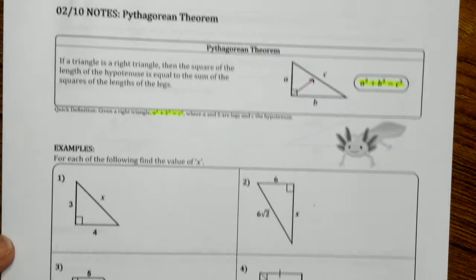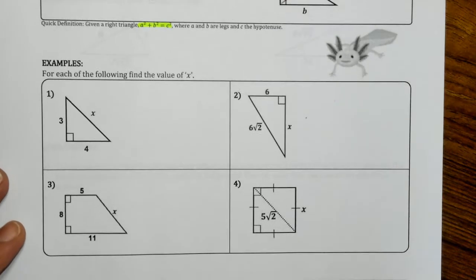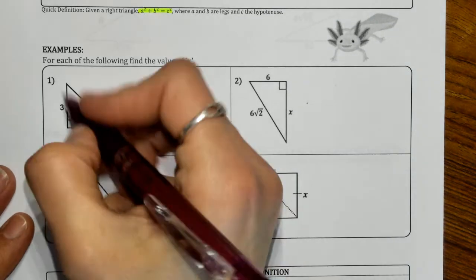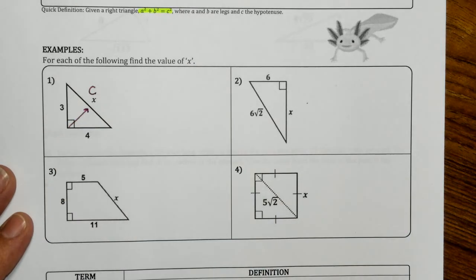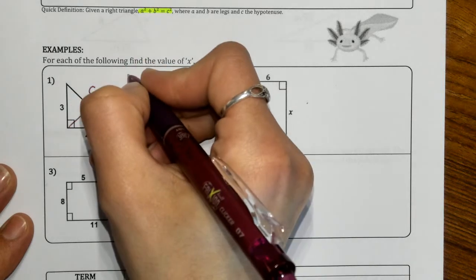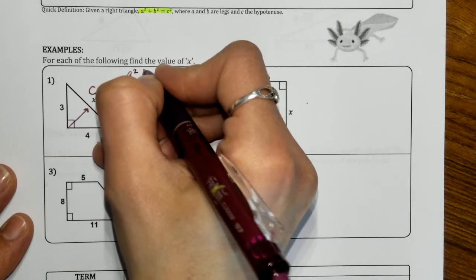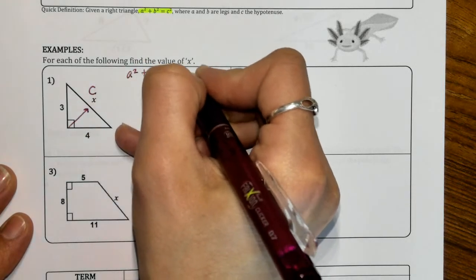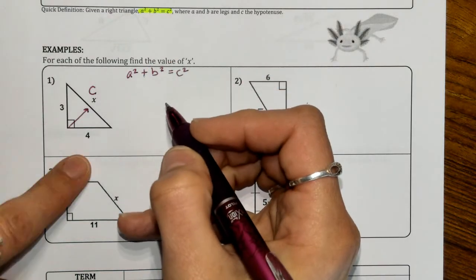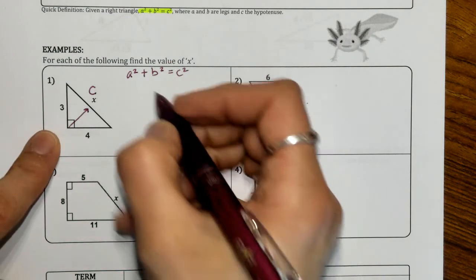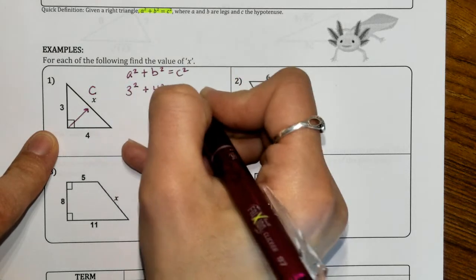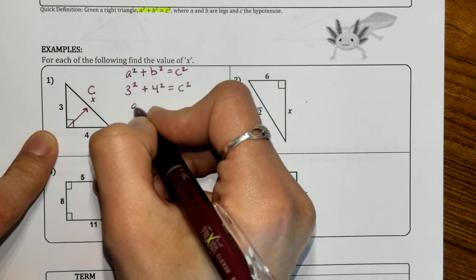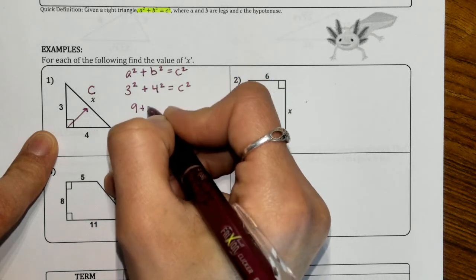So let's go ahead and kick right into it here with number one. Okay, I'm going to draw that line from my 90-degree angle to figure out where my hypotenuse is, C. This is the one I am missing. So with my formula, a squared plus b squared equals c squared, a and b does not matter. Your legs, it does not matter which one's a and which one's b. So I'll have 3 squared plus 4 squared equals c squared. 3 squared gives me 9, plus 4 squared gives me 16.